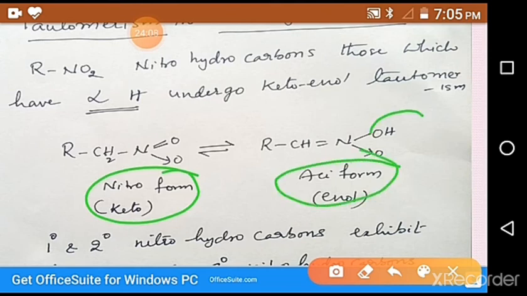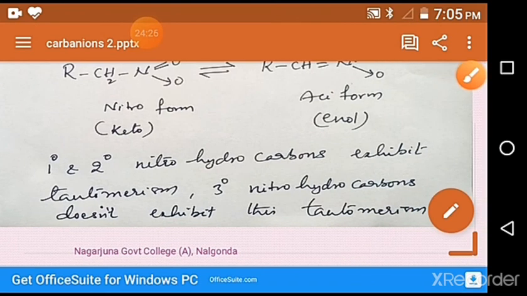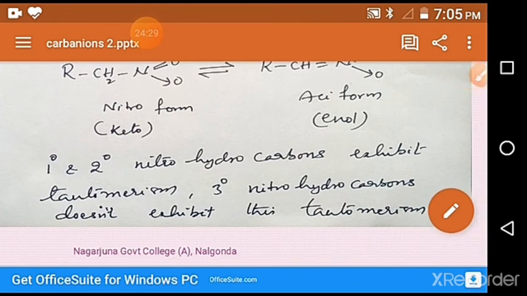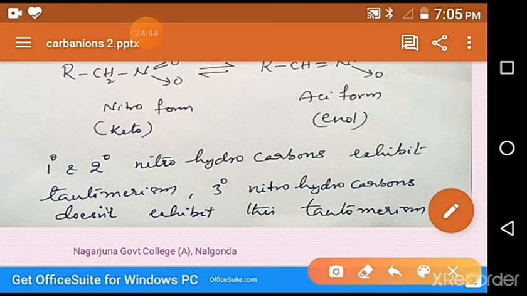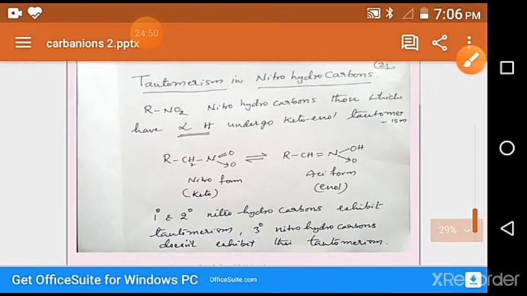This OH, this H, is replaced by bases and metal ions. That's why it shows some acidic nature. Just now we discussed, it has some pKa value. That's why it is called the aci form. That means primary and secondary nitrohydrocarbons only exhibit tautomerism. Why? These only possess alpha hydrogens, whereas tertiary nitrohydrocarbons don't exhibit this type of tautomerism. So we'll see in the next slide.